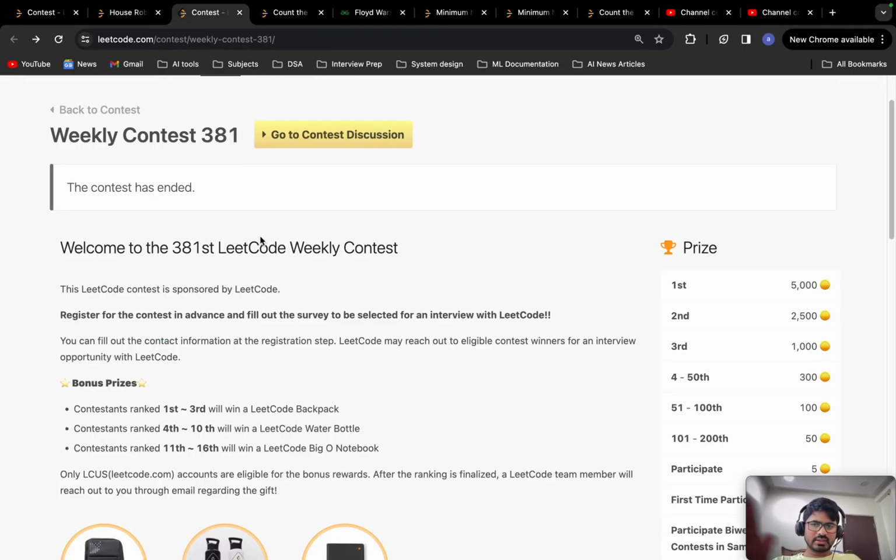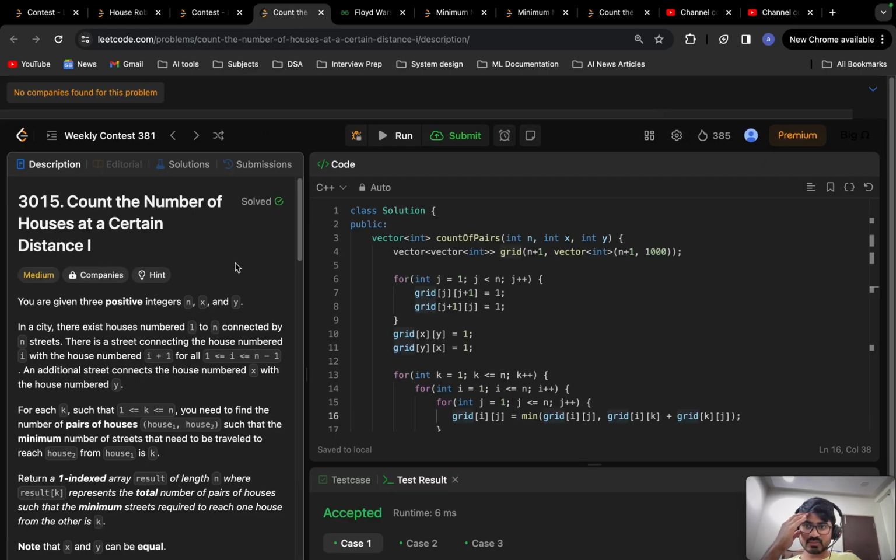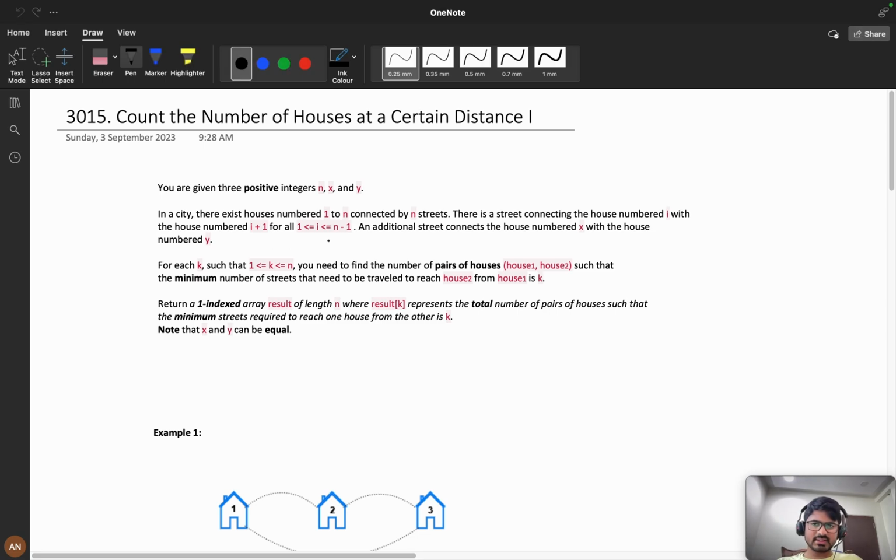Hello everyone, let's solve problem B from weekly contest 381: Count the Number of Houses at a Certain Distance 1. First, let's understand the problem.